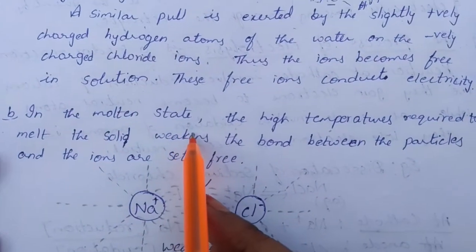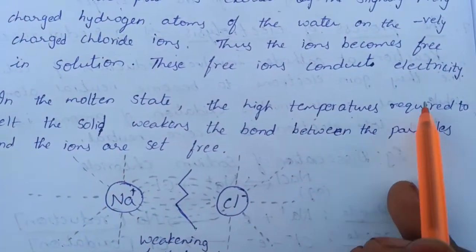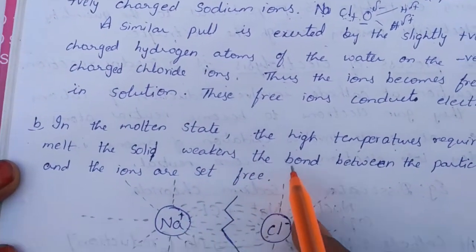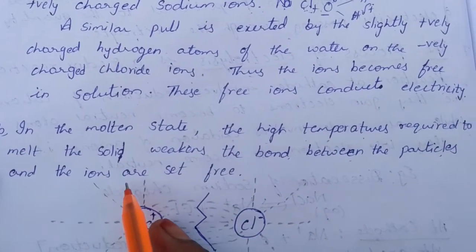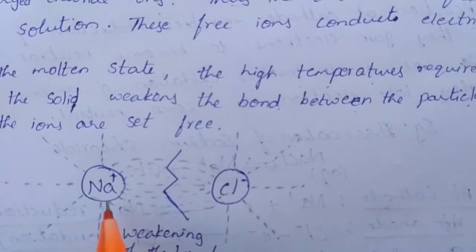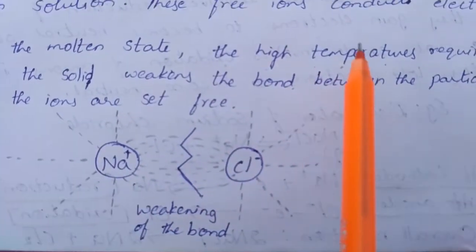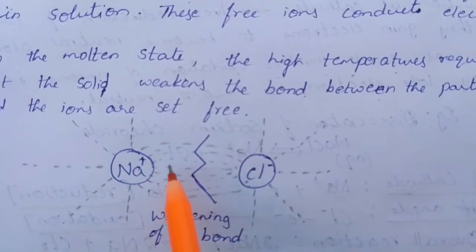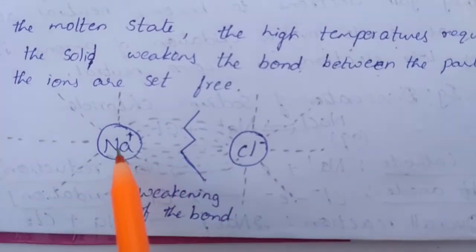See here, in the molten state, the high temperature required to melt the solid weakens the bonds between the particles and the ions are set free. That means if we heat that substance, it will melt, and due to the high temperature, the electrostatic force of attraction between sodium and chlorine will weaken. It will weaken the bond and the bond breakage will take place.